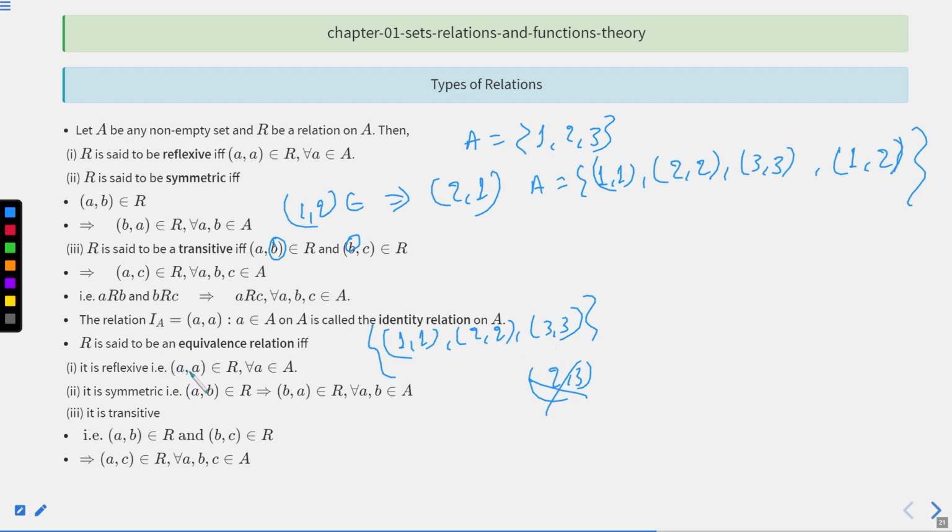Now, R is said to be an equivalence relation if and only if it is reflexive, it is symmetric, and it is transitive, right? Only if all three conditions are satisfied will it be an equivalence relation, right? Clear?